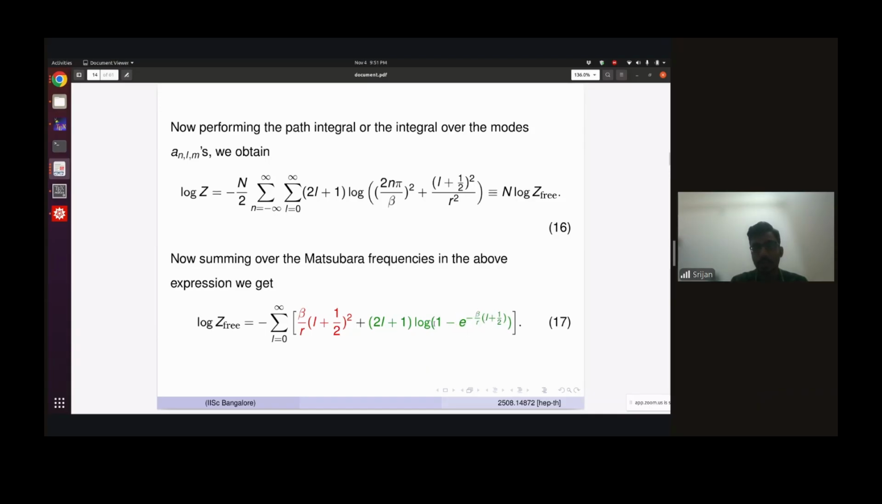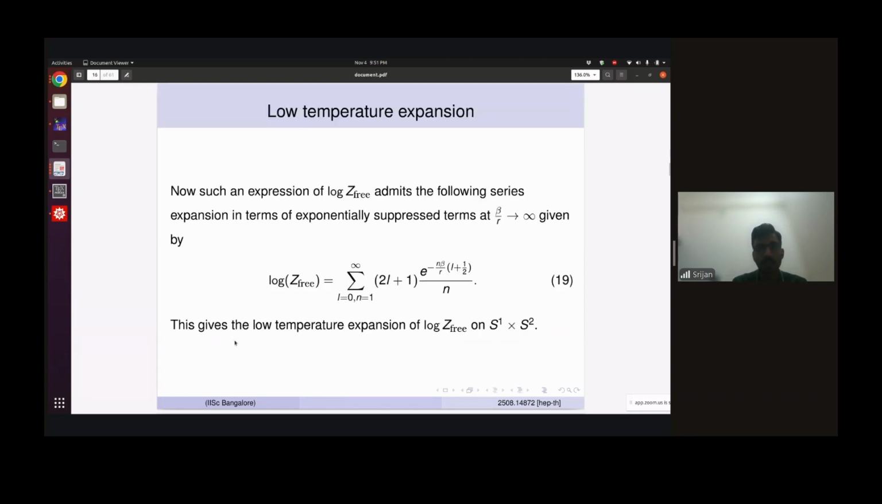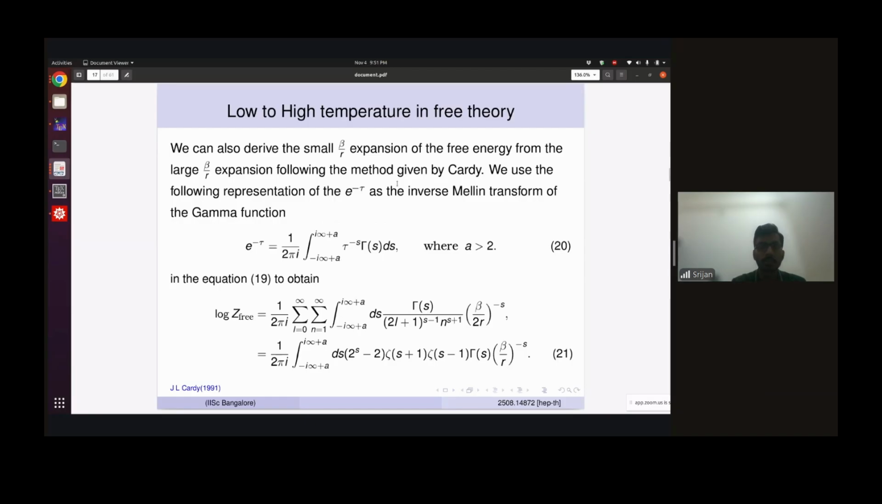So I can expand this log of 1 minus x in a small x expansion, right? That leads to this result. So this is the low temperature expansion of log Z on S1 times S2. Then I'm going to show how to reproduce the high temperature expansion of this free theory just by resumming this. The method was given by Cardy in 1991.